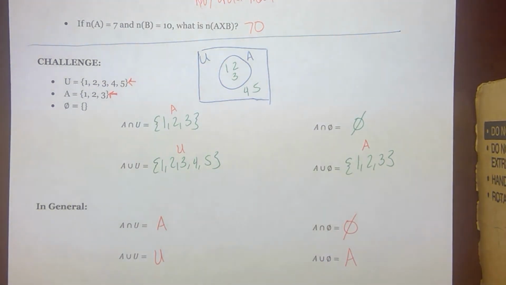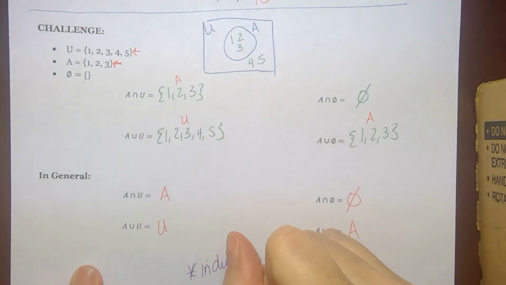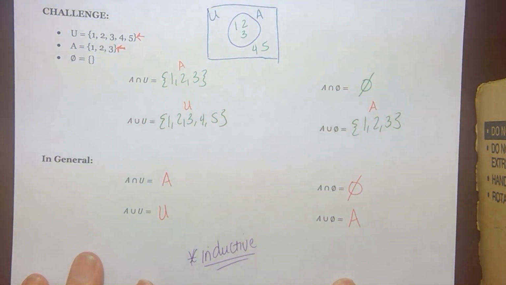So we took a specific example and formed a general conclusion. When we go from a specific example to a general conclusion, this is an example of inductive reasoning again. Remember, we can't prove inductive reasoning because it would only take one counterexample to show it false.